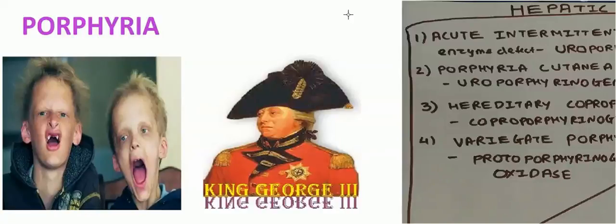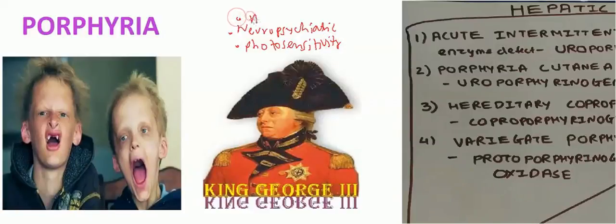In porphyria, the symptoms are neuropsychiatric symptoms, then photosensitivity, which is a cutaneous symptom, then abdominal pain.